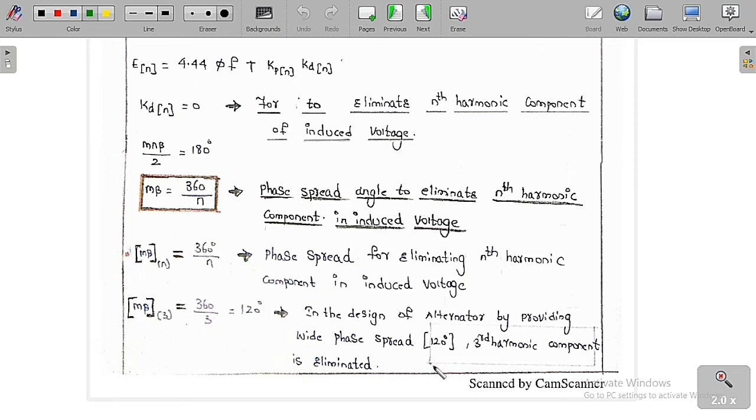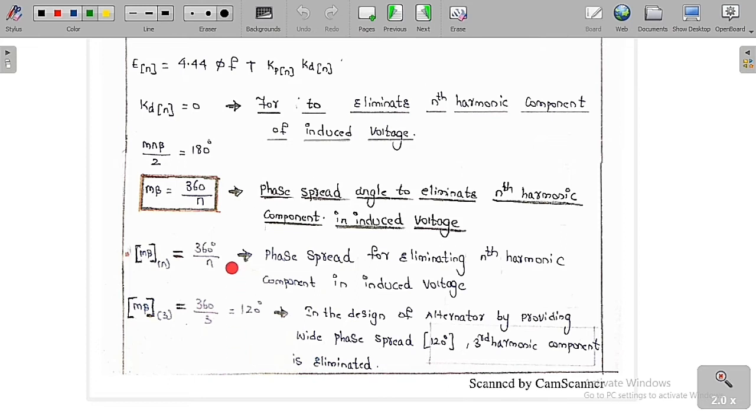So in the design of an alternator, by providing a wide phase spread, because in a three phase machine 120 degrees is also called a wide phase spread, and 60 degrees is called a narrow phase spread. So with the help of this wide phase spread of 120 degrees, we are going to eliminate the third harmonic component.